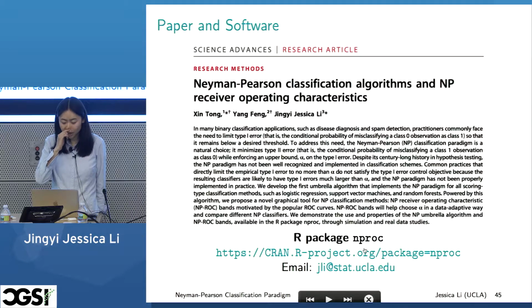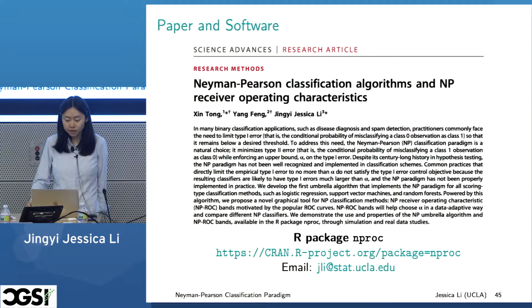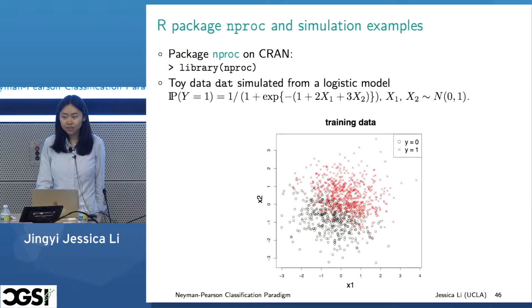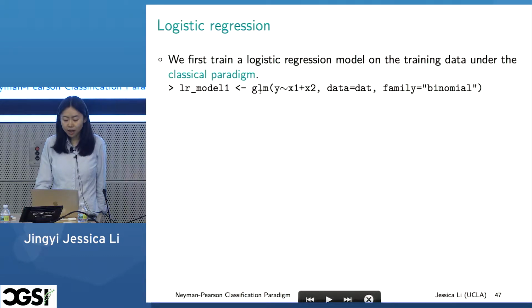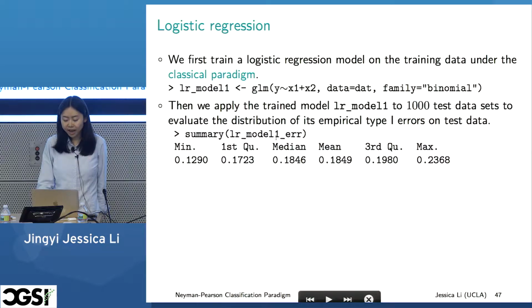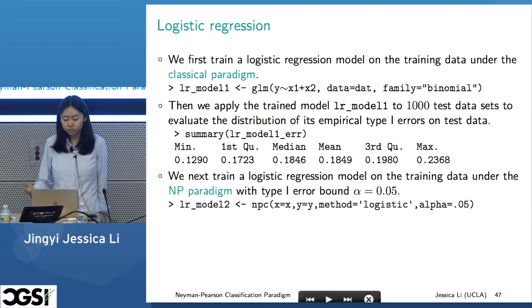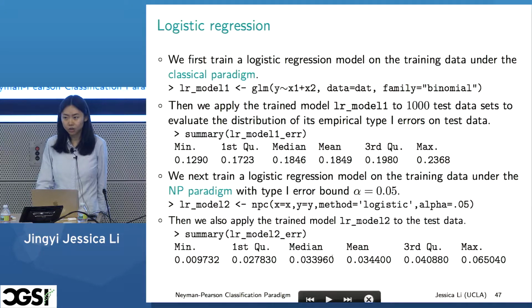And just a quick overview of how the package works. You can just load it in R, and this is a simple two-dimensional logistic regression example. If we just run the classic GLM function in R to do logistic regression, this is the type 1 error distribution you get. So mostly around 18%. But if you run our function and choose alpha to be 5%, then you can see that your type 1 error is constrained. So it achieves your purpose. While in the classical way, there's no clear way to achieve this. So this is just a very simple demo of how the package works in practice.